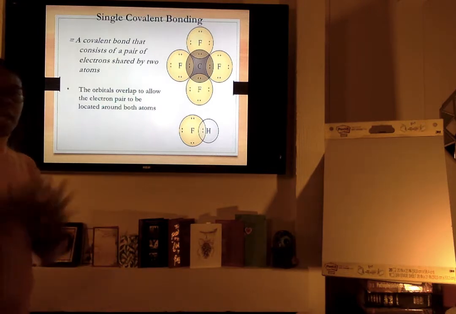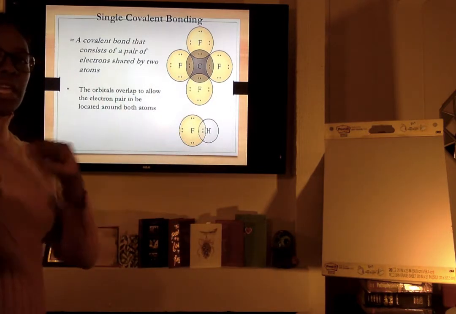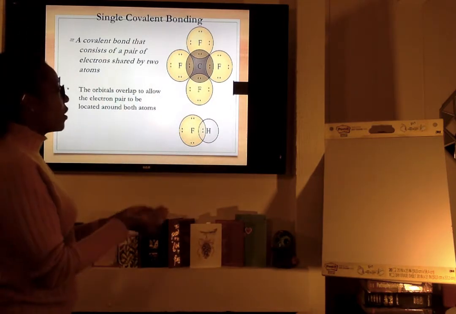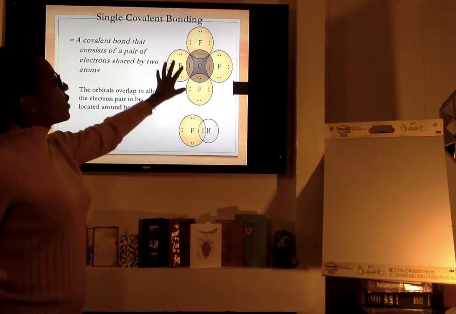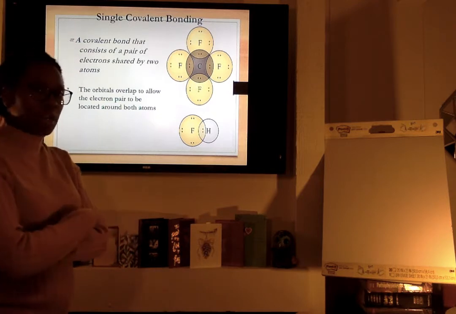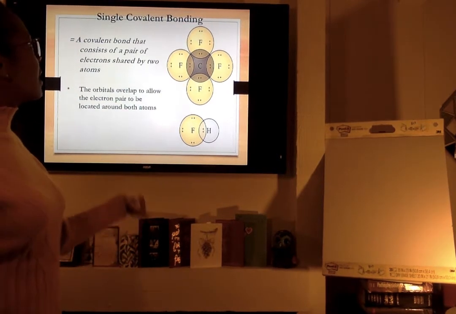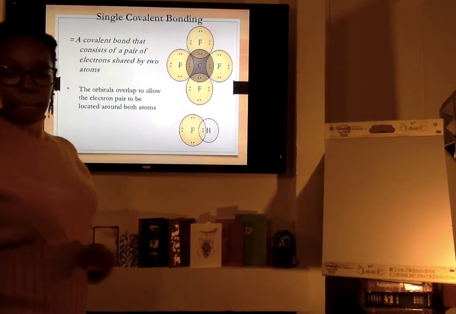So that's how they share. Instead of giving an electron or taking an electron, where they maintain their own space, here they actually overlap. And in that overlapping area, they're sharing. So when you have a pair of electrons, that's a single bond.